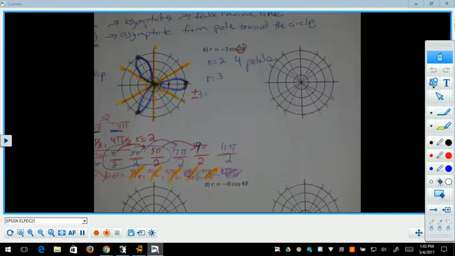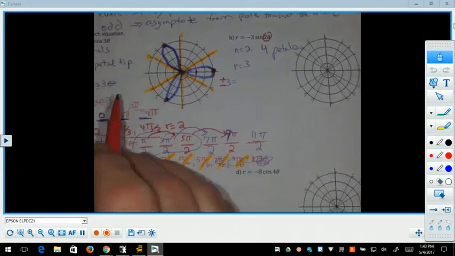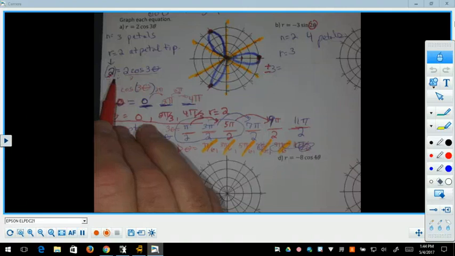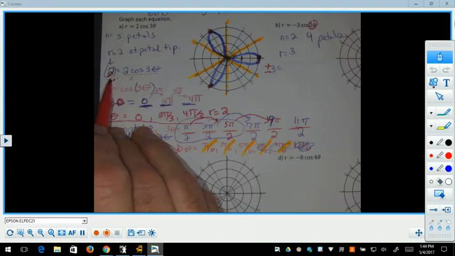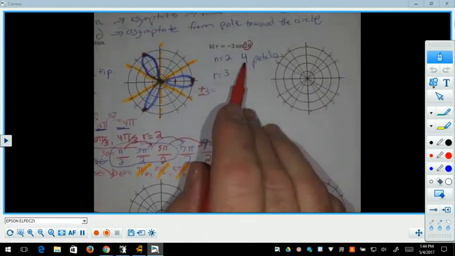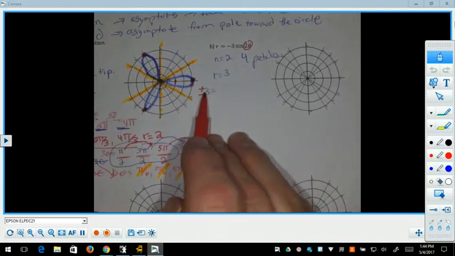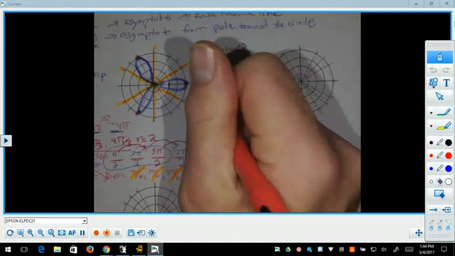How is that going to give me more petals? Let's think about it for a second. How many answers did you get for this when it was equal to 1 value? How many from the unit circle did you get? You got 2 and you added 2 pi to get the third one, right? Here, if I want to get twice the number of petals, by putting the plus or minus, I'll get those other values as well. So we'll take a look, you'll see in a second.